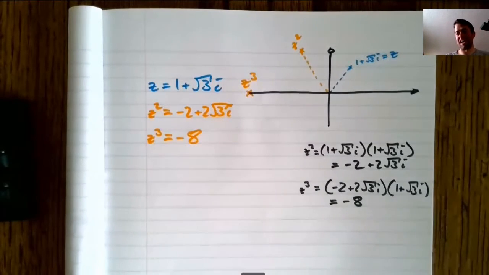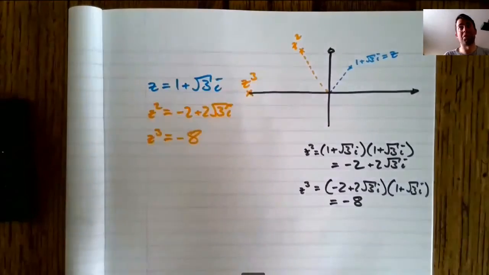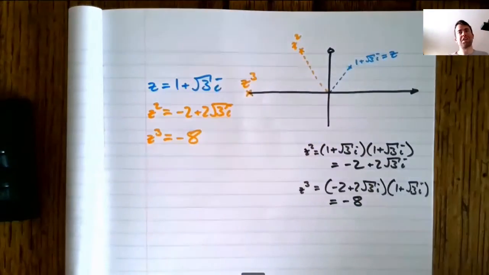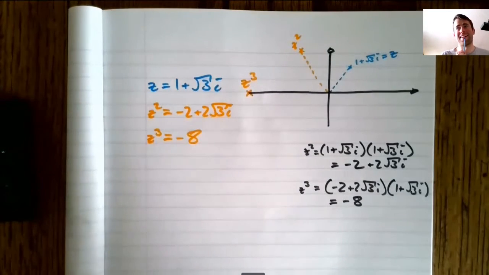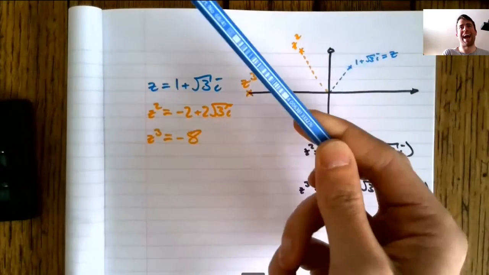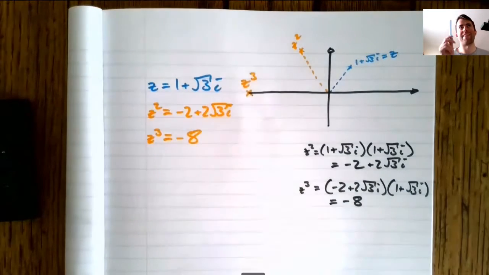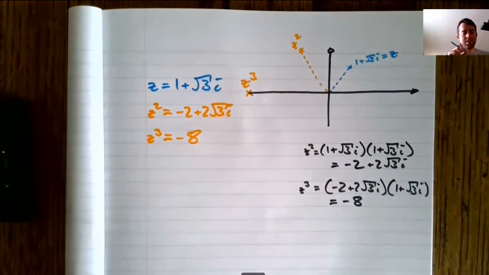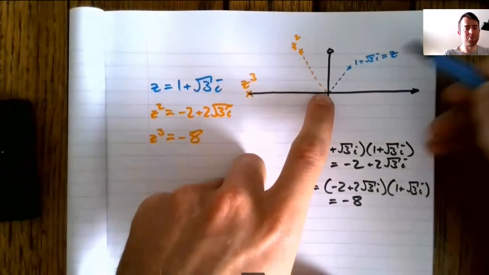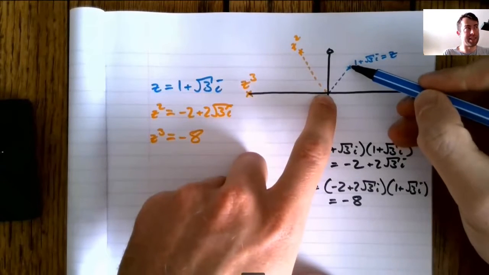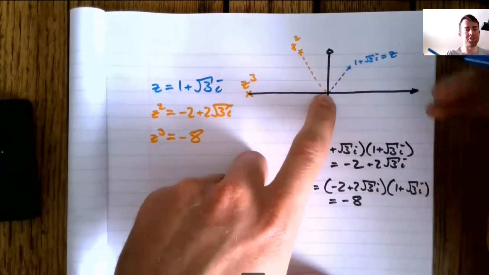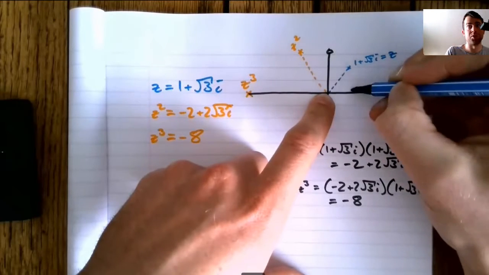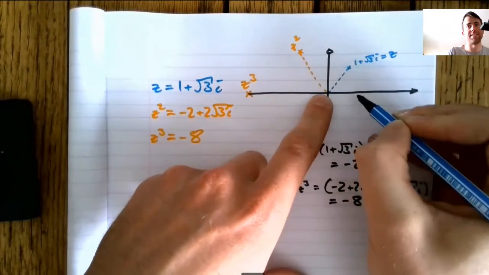Beautiful. Hopefully from that, you've noticed or remembered what's going on with the argument there. When we multiply two complex numbers together, their arguments add together and their moduli multiply together. So let's be specific with this. What is the argument of z? We could do inverse tan of root 3 over 1, opposite over adjacent.